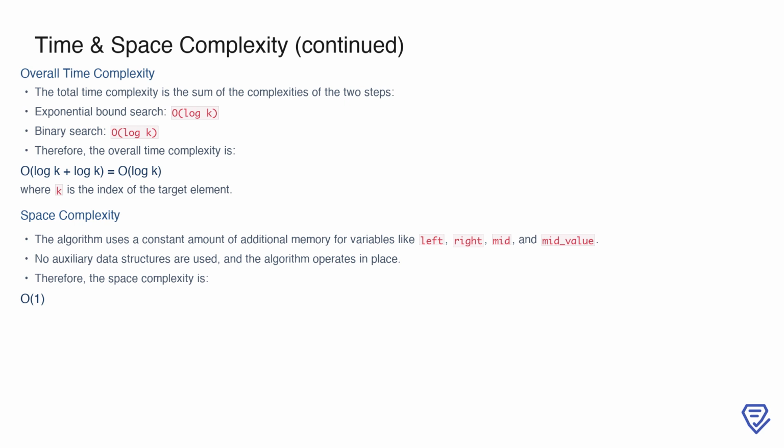Now, let's look at the space complexity. The algorithm uses only a constant amount of additional memory. Variables such as left, right, mid, and min_value are reused throughout the process, and no auxiliary data structures are required. Since the algorithm operates in place without allocating extra memory, the space complexity is O(1). This combination of logarithmic time complexity and constant space usage makes the approach both fast and memory efficient.